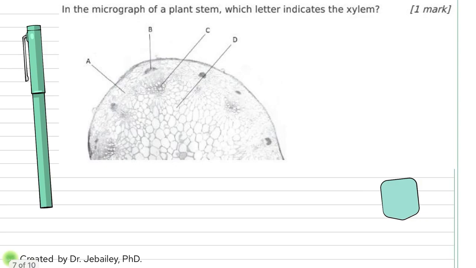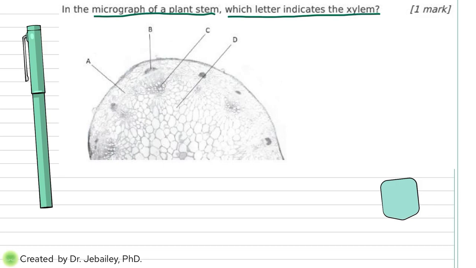Next, in the micrograph, see what I'm talking about? It hits a lot, and this is me going back in many past IB exams. They do this. So the micrograph of a plant stem, which letter indicates the xylem? So here's the xylem, just to show you how much micrographs come up on these exams.